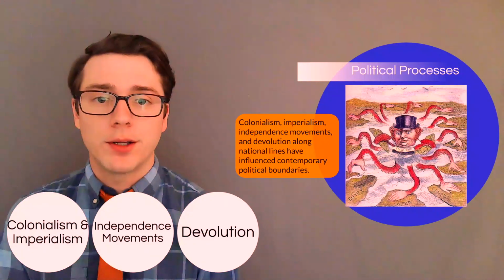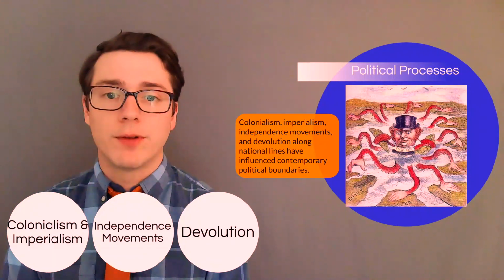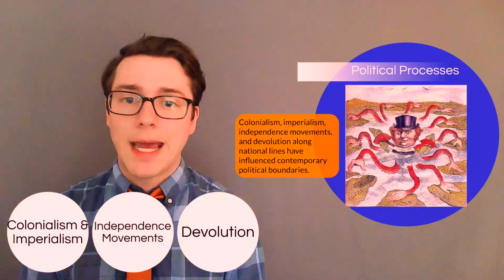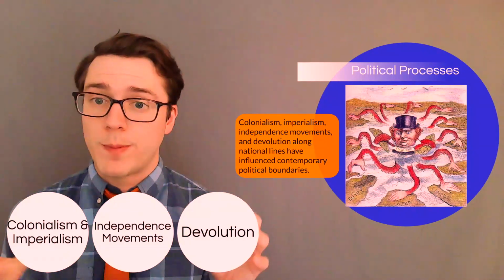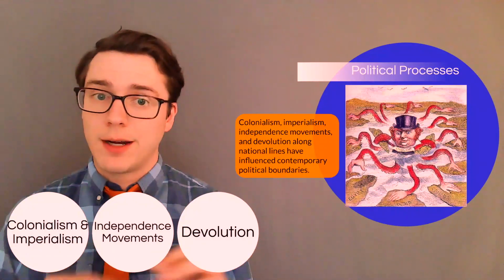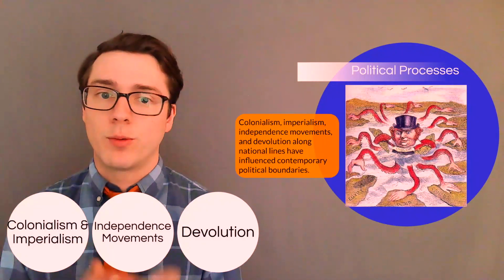Colonialism, imperialism, independence movements, and devolution along national lines have influenced the contemporary boundaries of the world. So when we look at the world's boundaries, there are all these different influences that have happened through history that have led us to what those are now.